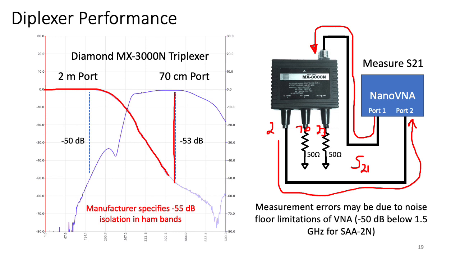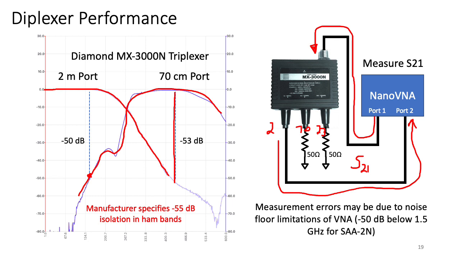Similarly, if I ground the 2-meter port to 50 ohms, or I should say attach a 50 ohm load to the 2-meter port, look at the 70 centimeter port on port 2, and again put a 50 ohm load on the 23 centimeter port, I end up with this curve. And you can see again that at 2 meters, I end up with 50 dB of suppression.